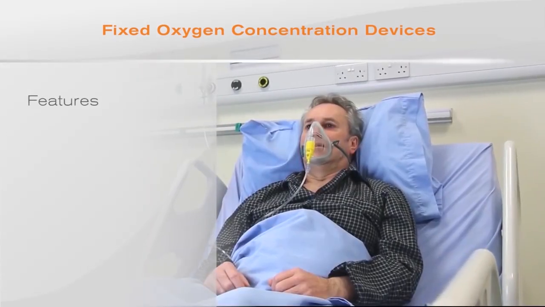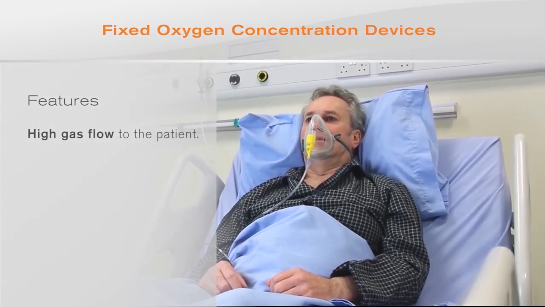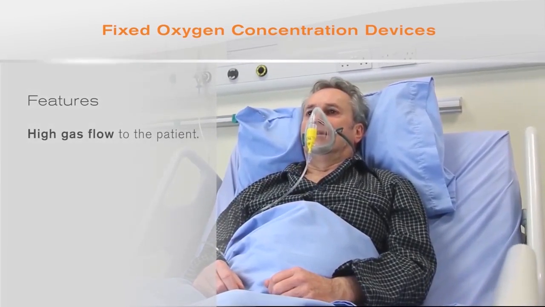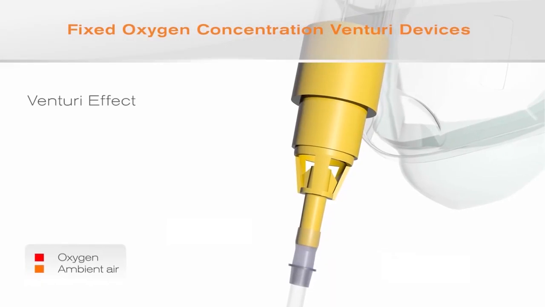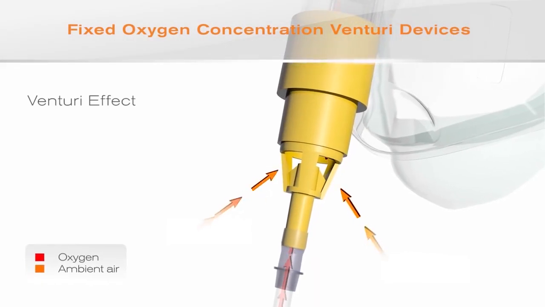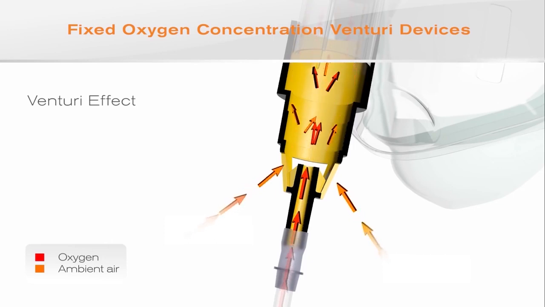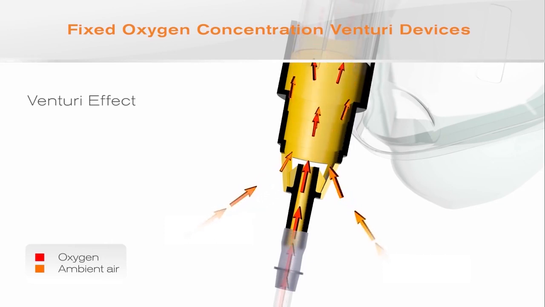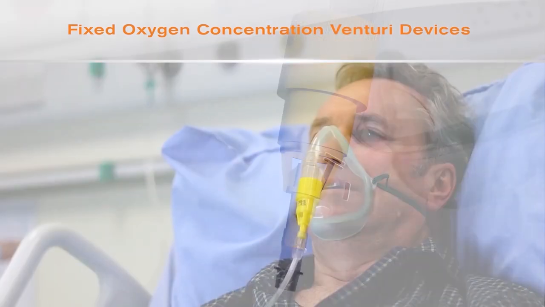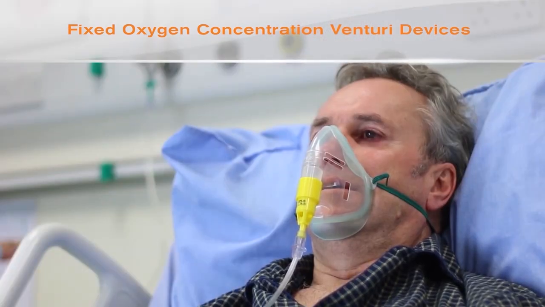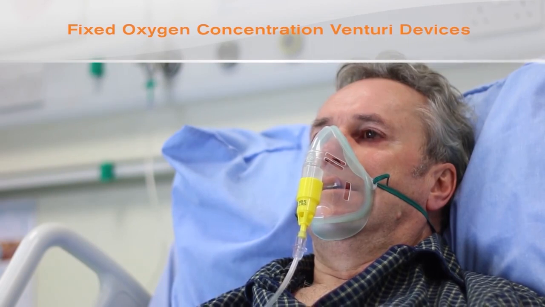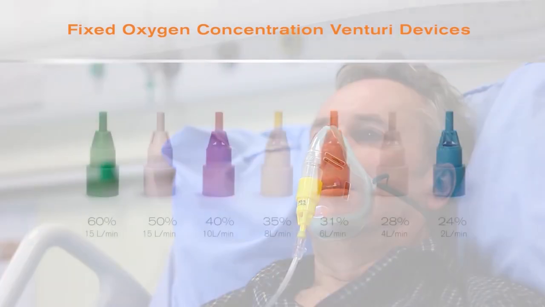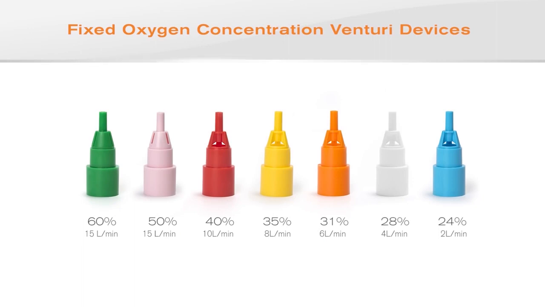This is because Venturi devices accurately deliver predetermined oxygen concentrations at flows that are high enough to meet the inspiratory flow rates of most adult patients. The gas flow to the patient is increased by entraining air into the device using the Venturi effect. Accurate oxygen concentrations are delivered by the mixing of entrained air and oxygen. Masks are available with interchangeable, colour-coded Venturi valves for different oxygen concentrations, for example 35%.